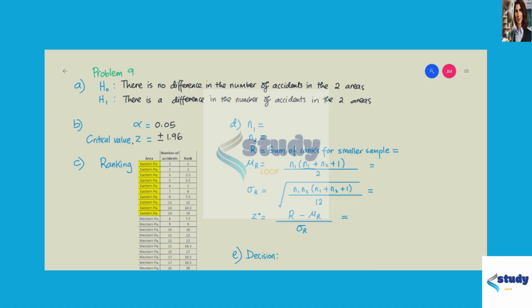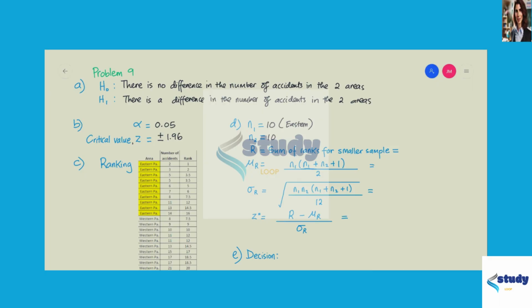Now, N1 should be the sample size for the smaller sample, and in this case, we have both regions having the same sample size. Therefore, either the eastern or the western could be used for N1 and N2. In our case, we're going to be using the eastern part, which is 10, for N1. And for N2, we're going to be using 10, which is the western part.